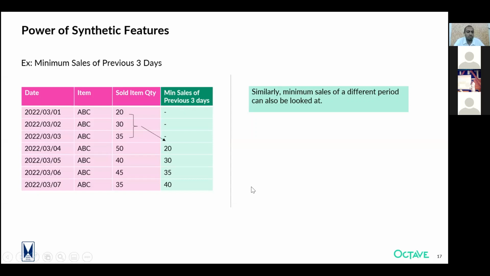And also similar to the previous context, the period could vary. It can be 3 days, or even a higher or lower period, based on the problem you intend to solve. Yeah.